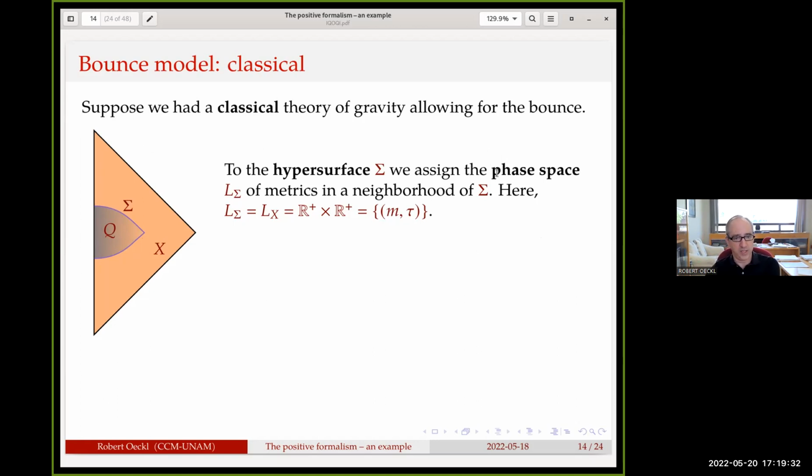So we need first the phase space. What's the phase space here? Well, the model is extremely simple. We just have two parameters, the mass and the bounce time, so it's just the space of these parameters. If you want, it's R plus cross R plus. This also coincides with the space of solutions of the equations of motion in X, because that's how we have set it up. We said we have solutions in the exterior determined by these two parameters. So this is the phase space associated to the hypersurface sigma.